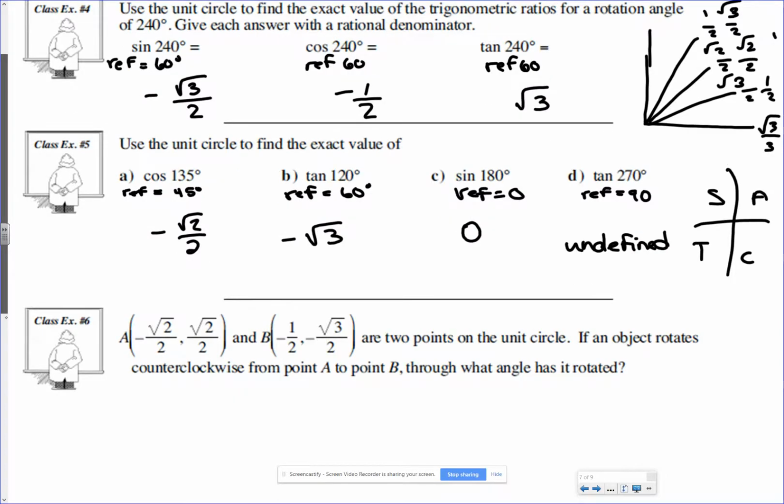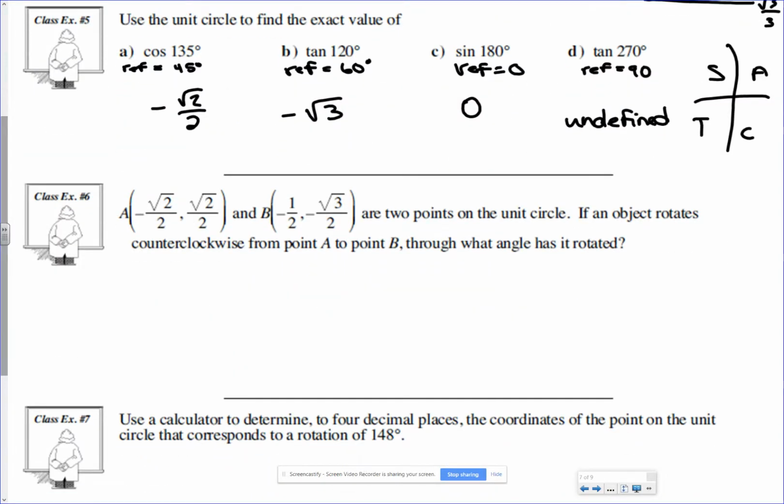Looking at my next example here, I've got a point, so I need to put these points on there and then figure out what my reference angle is. So negative, positive, we'll put my point right there. So negative root 2 over 2 and root 2 over 2. And that on my unit circle does give me a reference angle of 45.